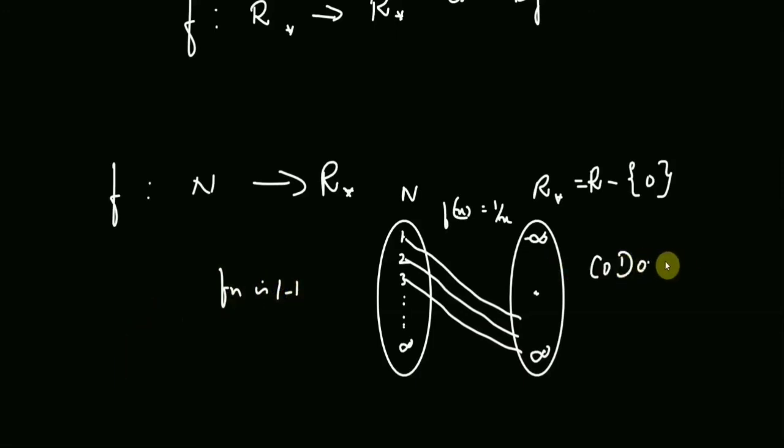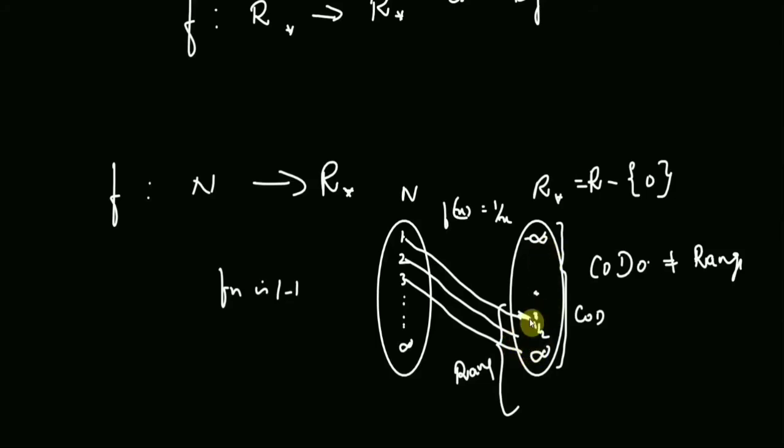The codomain is not equal to the range. Why? The range is starting from 1. But the codomain is all the real numbers. The range is only these numbers, so these numbers are left out. All these negative numbers are left out, so many numbers are left out.